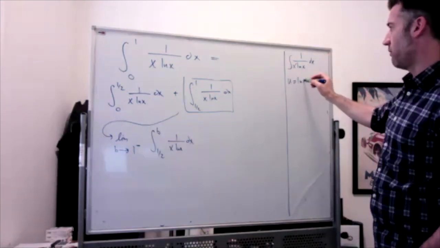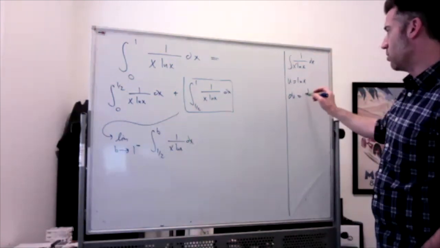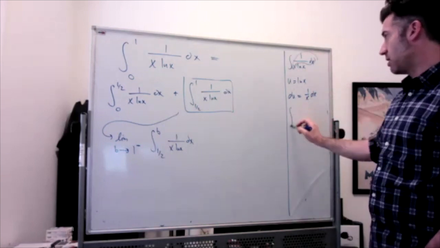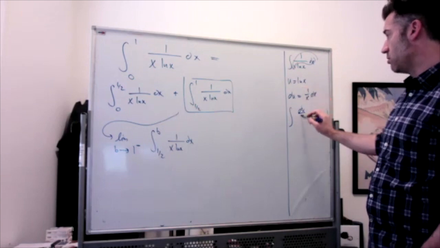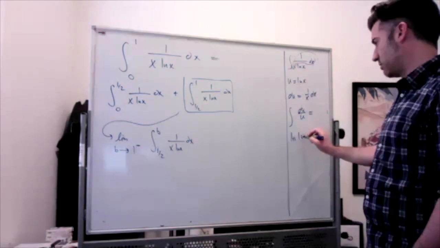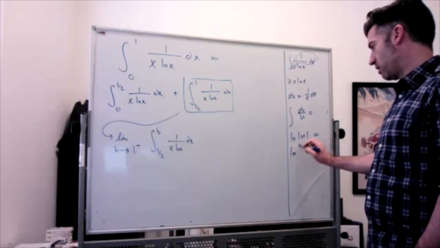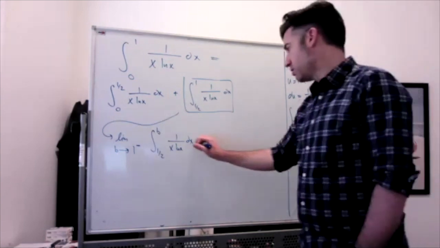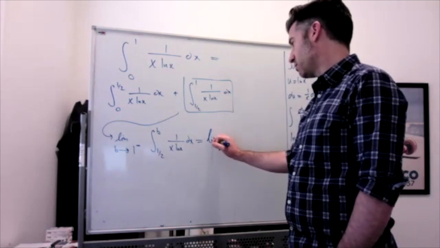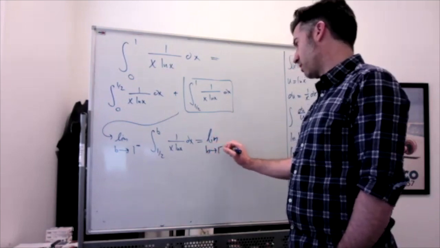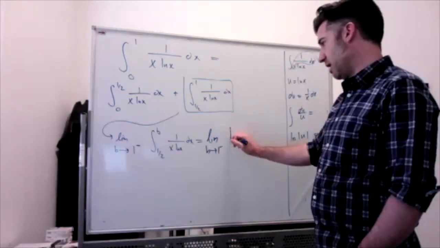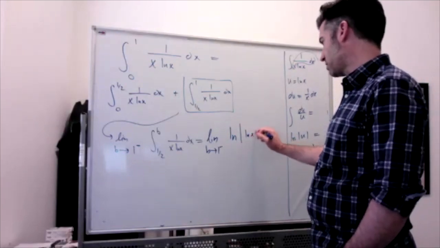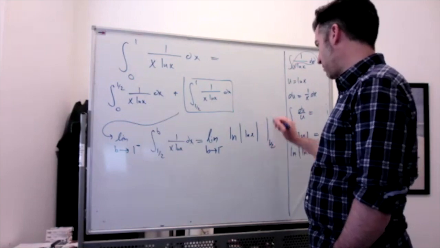U is natural log of x. Du is 1 over x dx. Great, that takes care of this. So I've got the integral of du over u, which is the natural log of the absolute value of u, which is the natural log of the absolute value of the natural log of x. So this is going to equal the limit as b goes to 1 from the left of the natural log of the absolute value of the natural log of x from 1/2 to b.